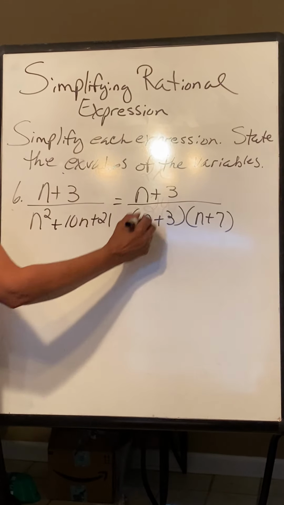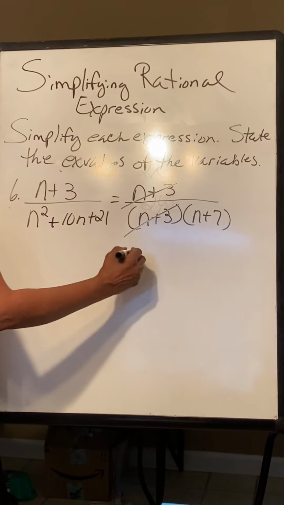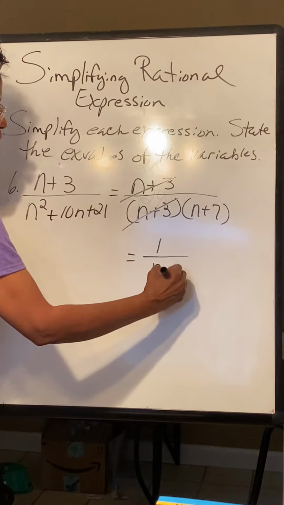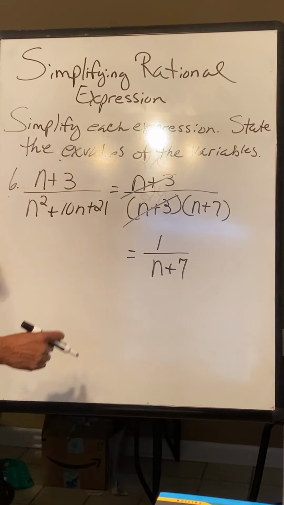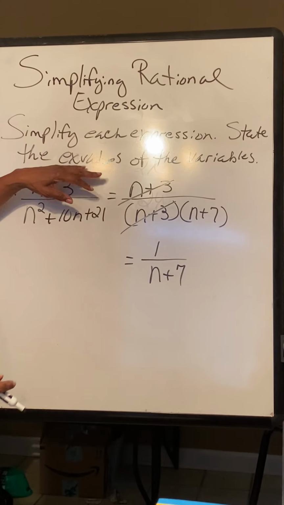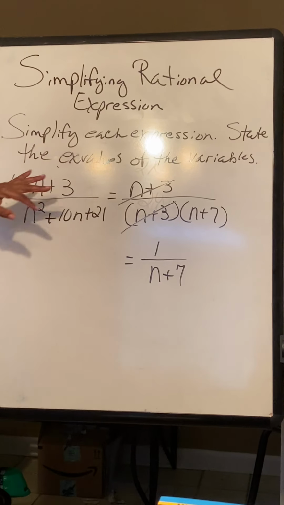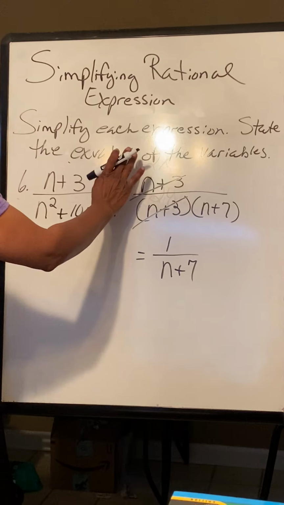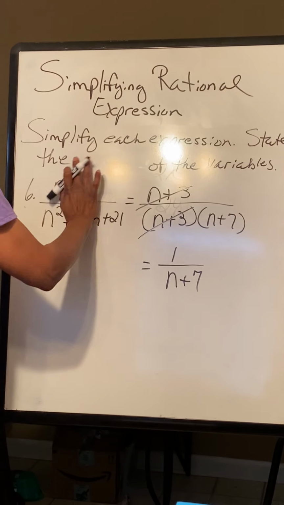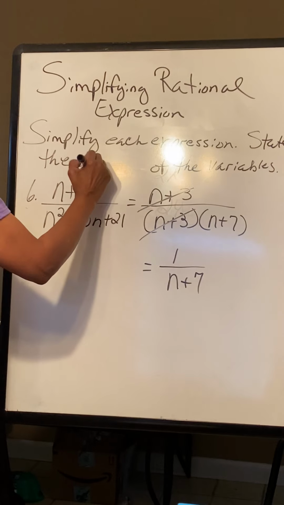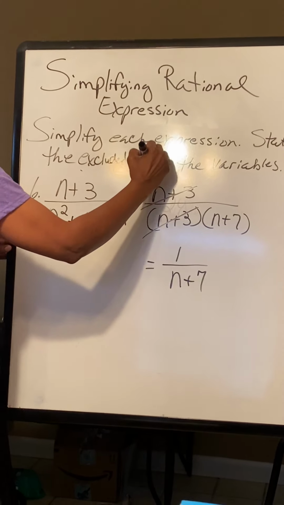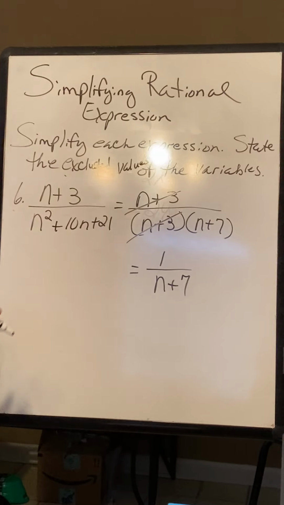As I simplify, the n plus 3's will cancel out, leaving me with a 1 in my numerator. In my denominator, I'll have n plus 7. So this is the simplified answer for this problem. But it also asks me to find the excluded values. And let me go back and fix this right quick. State the excluded values. I apologize for that, right?